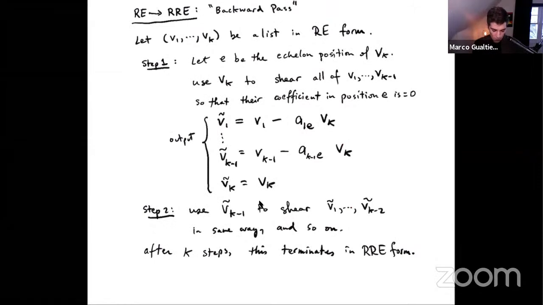But basically the situation is pretty simple. You use VK to shear all of the vectors before it so that their coefficient in the position where the echelon is non-zero, or equals 1, becomes 0. So you see here that the first row is replaced by it minus a multiple of VK. All of these rows before VK are changed by shear, but the kth row is not changed. And that's the psychopath that killed all the people behind it.